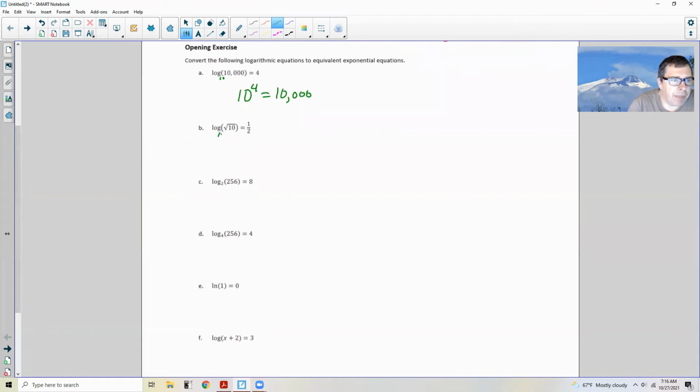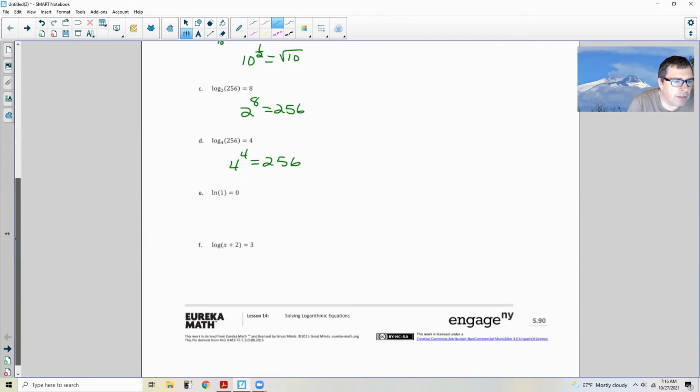So again, we have a base 10. So it's going to be 10 to the power of what's on the other side equals our x, which is the square root of 10. So it's 10 to this power equals this. It's just a nice little circle. So then it just gets quicker. Now this is base 2. So you say 2 to the power of what's over here equals 256. B to the power of L equals x. Once you get the hang of this, it is really easy.